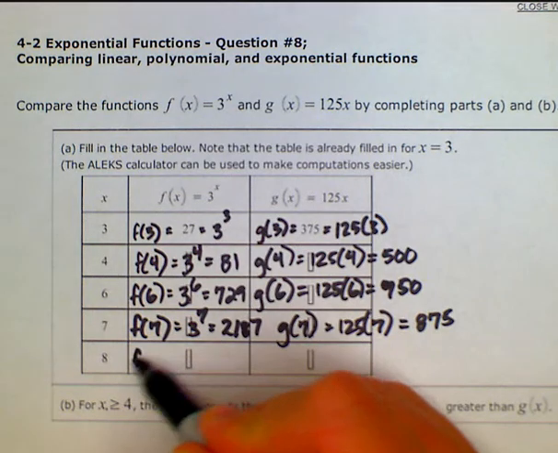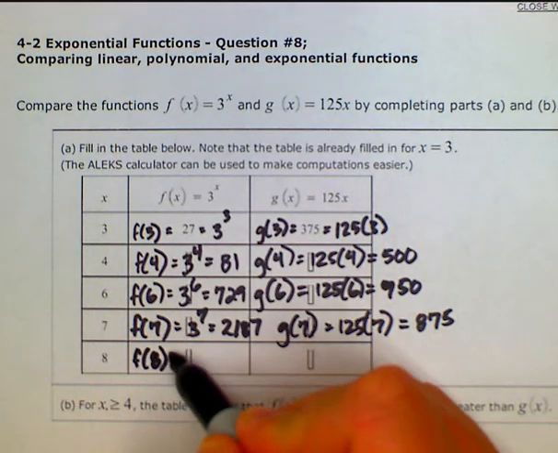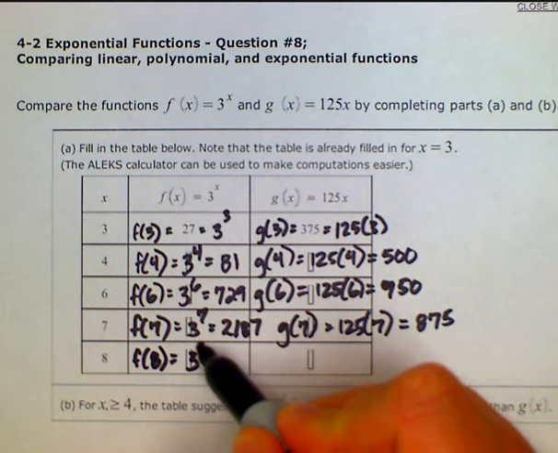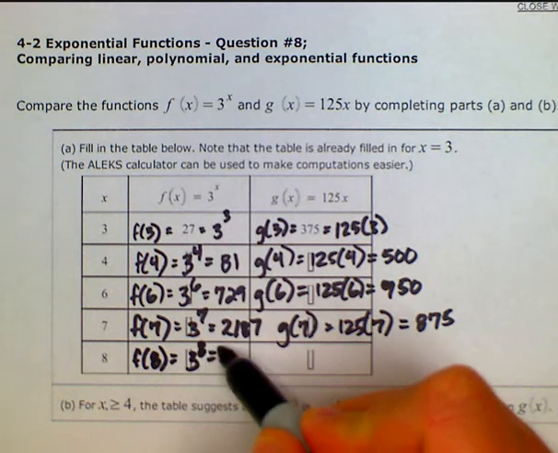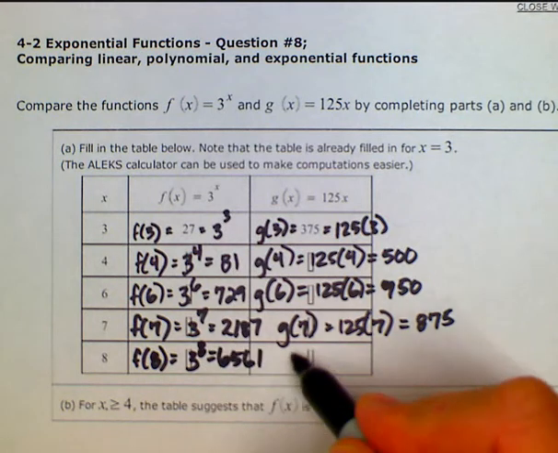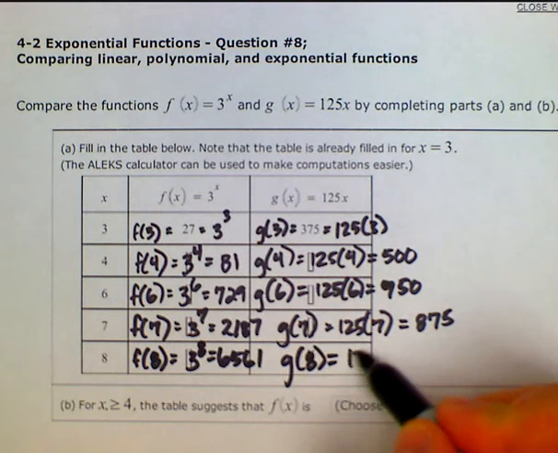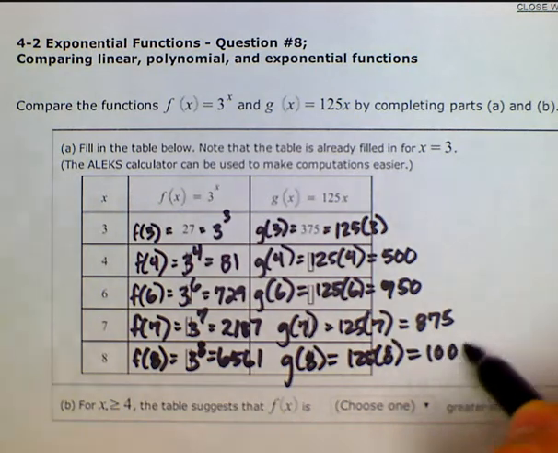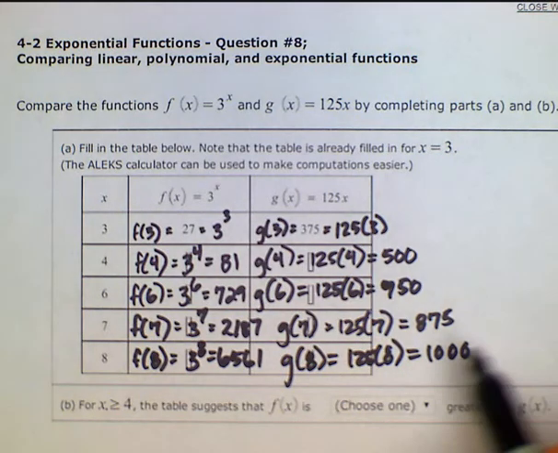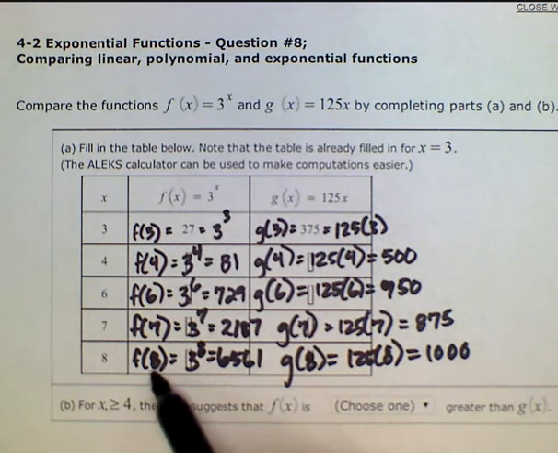And finally, f of 8 is equal to 3 to the eighth, which is equal to 6,561, whereas g of 8 is equal to 125 times 8, which is only equal to 1,000. So our end product, g of 8, is 1,000, compared to our exponential growth, f of 8, which ended up being 6,561.